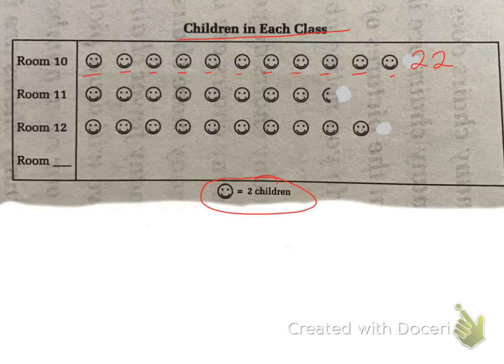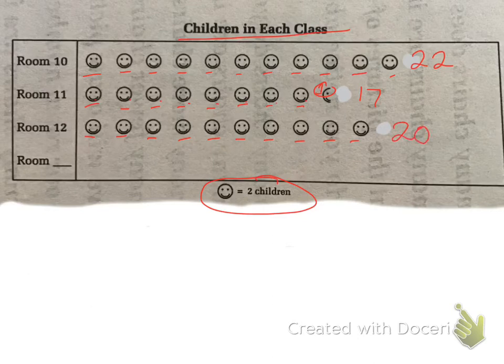What about room 11? So let's count and see how many there are in room 11. So we have 2, 4, 6, 8, 10, 12, 14, 16. But here I have half of a smiley face. So since it's half of a smiley face, that must mean that I only have 1 student for that picture. So it was 2, 4, 6, 8, 10, 12, 14, 16, plus 1 is 17 children. And in room 12, let's count. We have 2, 4, 6, 8, 10, 12, 14, 16, 18, 20. So room 12 has 20 children in it.